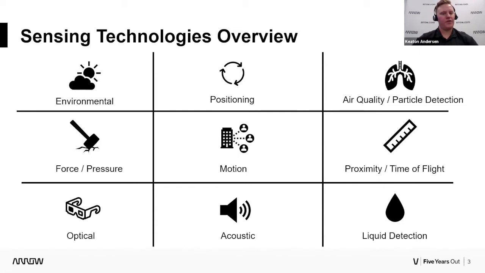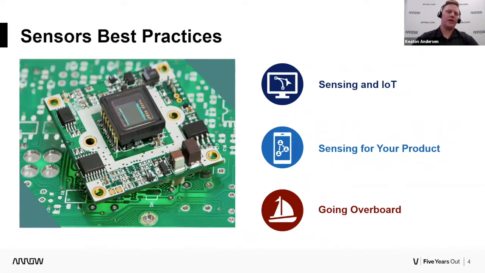This is just the basic overview. There's a ton more that goes into just the sensor market, and new things are coming out every day. One thing that's particularly interesting is just seeing how these are being developed, and I'll talk a little bit more about that in the next section. So the next thing I'm going to cover is going to be sensor best practices. I'm going to go through a little bit about just in general with sensing and IoT, sensing for your product, and then we'll talk a little bit about going overboard with sensing.